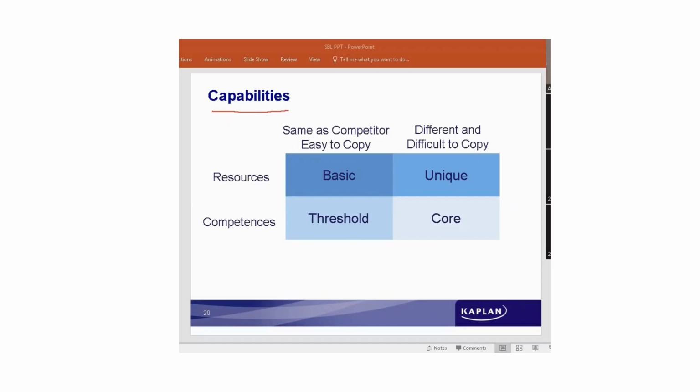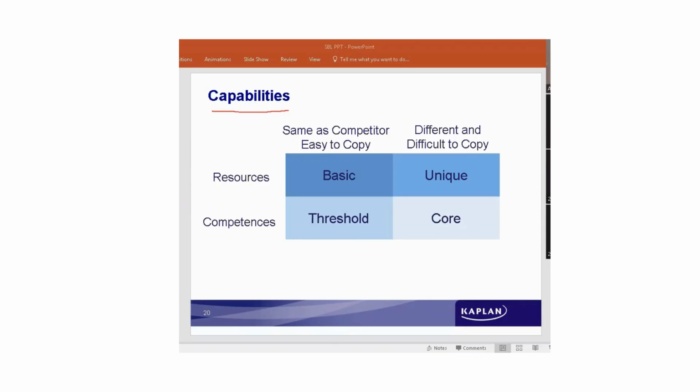Anything, whether resource or competency, that they have, which the competitors also have, means everybody is on par. There is nothing unique about that. So they are basic resources because everybody owns them. What advantage would they have if they own those kinds of resources? Competencies are the skills or abilities they possess. If the competitors also possess them, we call such competencies threshold competencies. Resources would be basic if what they have, the competitors also have. So analyze that.